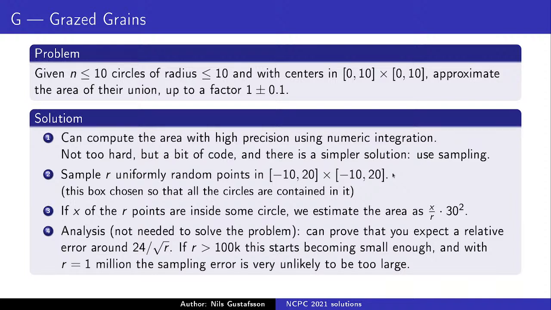I won't do the analysis in detail here, but what you can prove is that if you pick R points, you expect to see a relative error which is around 24 divided by square root R for this problem. There is some calculation that leads to this. So if you put R at least 100,000, this starts becoming less than your target error, which was 0.1. And if you put R to be 1,000,000, this is more than enough points. When you have that many samples, it's extremely unlikely that your error is too large.